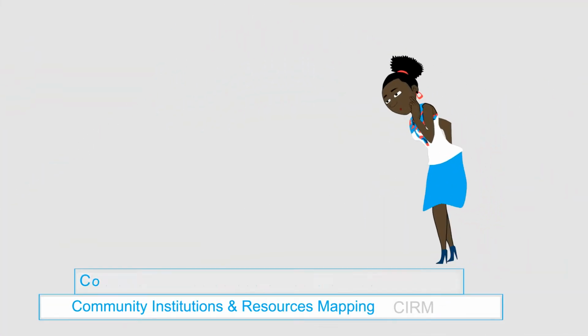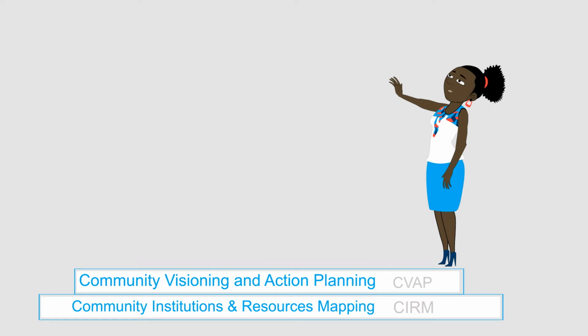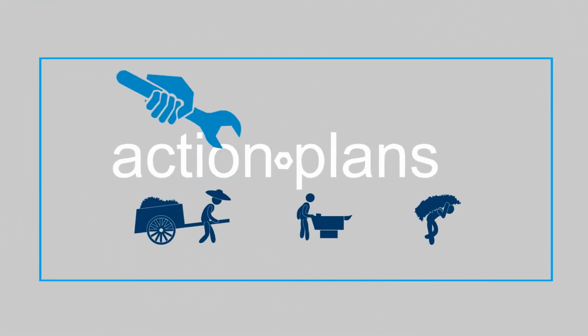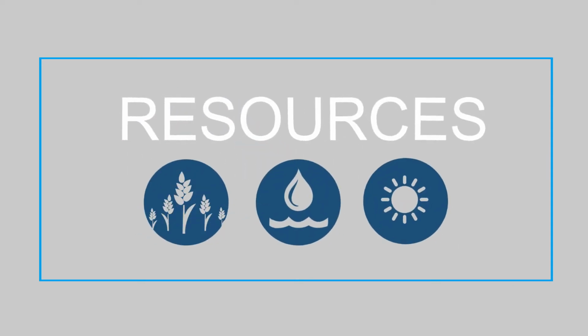2. Community visioning and action planning. This process helps the community to elaborate its vision after reflection on the past and the present. This leads to the development of action plans and the identification of resources needed to achieve this vision.